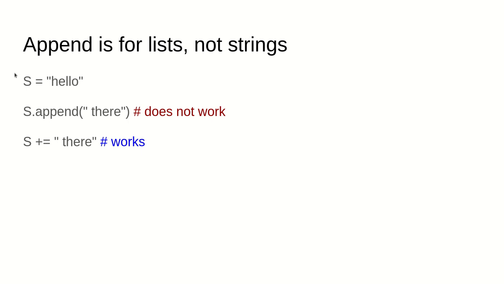Appending would change the actual string stored in memory. Just like for lists, appending changes the list that the variable references. It changes some aspect, some feature of the list that the variable references. We can't append to strings, but we can use plus to create a new string. So we could say hello plus there, and that will create a new string.